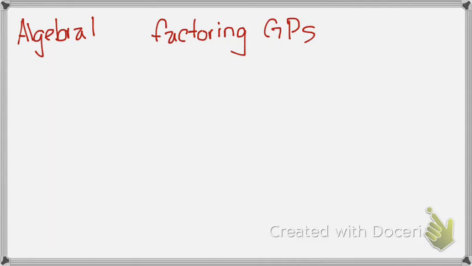So for GP number 1, I would like you right now, please, to copy down this problem and try to factor it, please, and then hit pause on the video. When you're ready to see the solution, hit play. 5x squared plus 2x minus 3. So go ahead and hit pause on the video right now, and then when you're ready to see the solution, hit play.